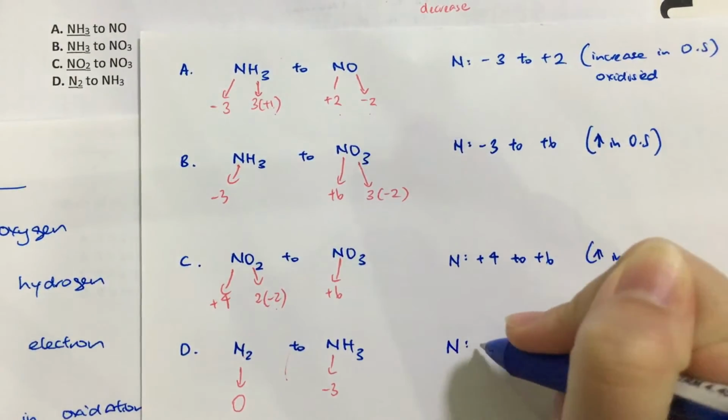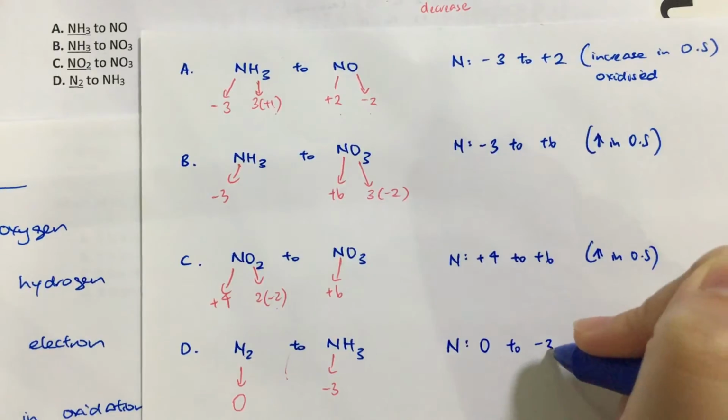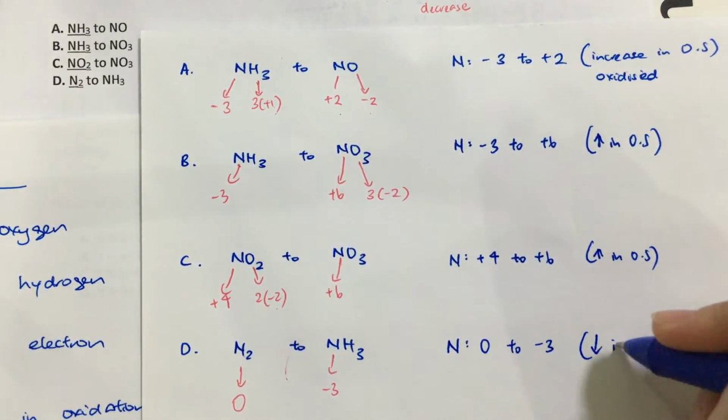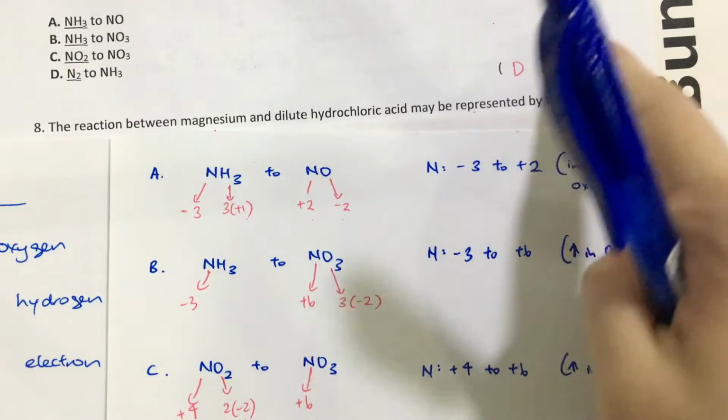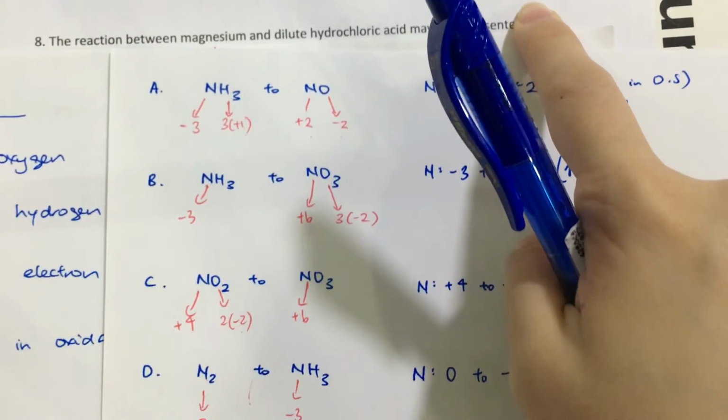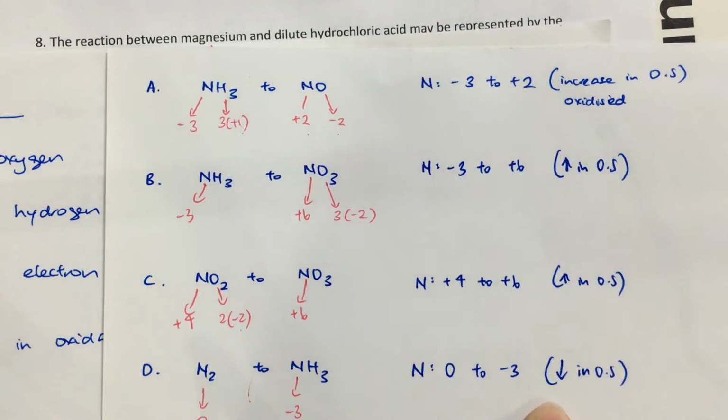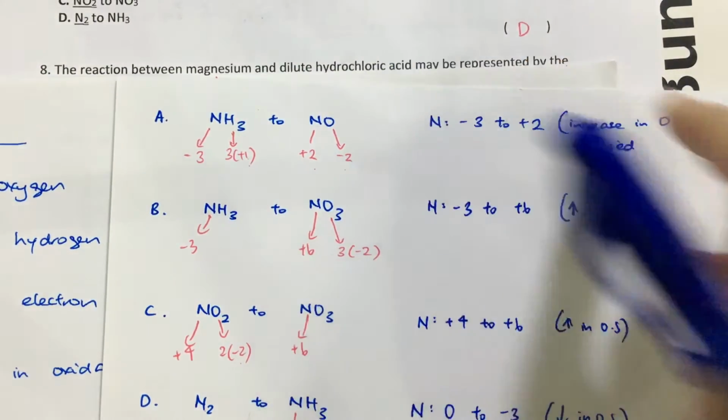So nitrogen has moved from a 0 to a -3. So this is a decrease in oxidation state, and this is what we want. We want a decrease. Okay, therefore the answer is D. Because it is a decrease, the answer is D.